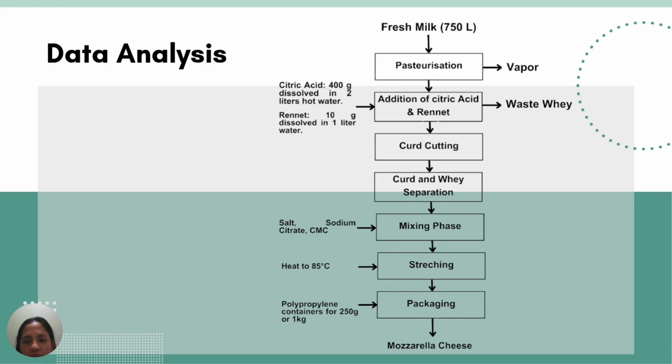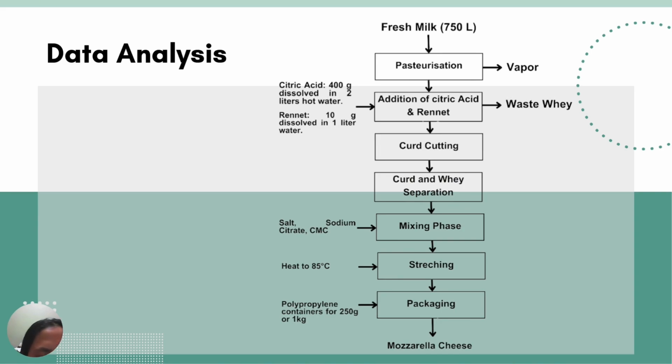Next is curd cutting, where the curd that has formed is processed by cutting, and then the curd and whey separation, where the whey is partly reused, but mostly discarded. Then the next step is mixing paste and stretching. The curd is mixed and stretched at 75 Celsius to achieve the desired consistency of mozzarella cheese. The inputs for the mixing paste are salt, sodium citrate, and CMC. And then finally, the cheese is vacuum sealed and labeled for packaging.